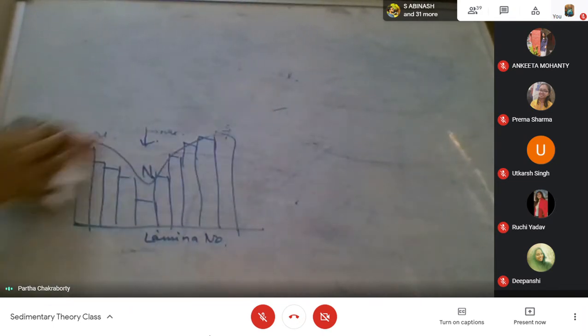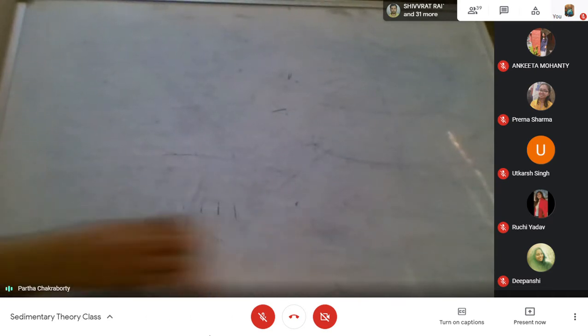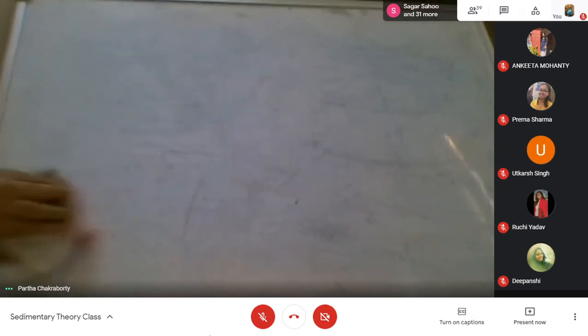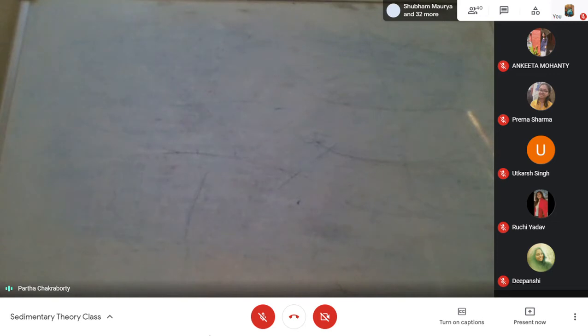So if I summarize how I identify a tidal deposit in the rock record: number one, it should be a low energy environment, and mostly it will be muddy, silty and fine sandy. I should not expect any coarse sand, granule or pebble. This is impossible in tide. This is the first thing.